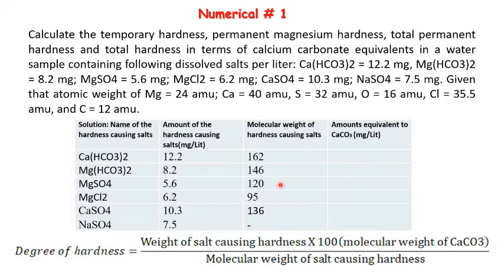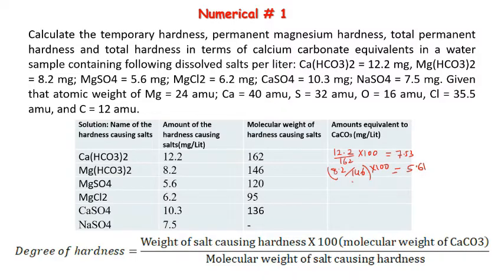So the formula which we will use, as we discussed in the previous slide, is the weight of the salt which is causing hardness divided by its molecular weight. So 12.2 divided by 162, and on the calcium carbonate scale we have to multiply it by its molecular weight, so multiplied by 100, and we will get 7.53. The next one is 8.2 divided by 146 into 100, which I can write in the brackets. This will be equal to 5.61.